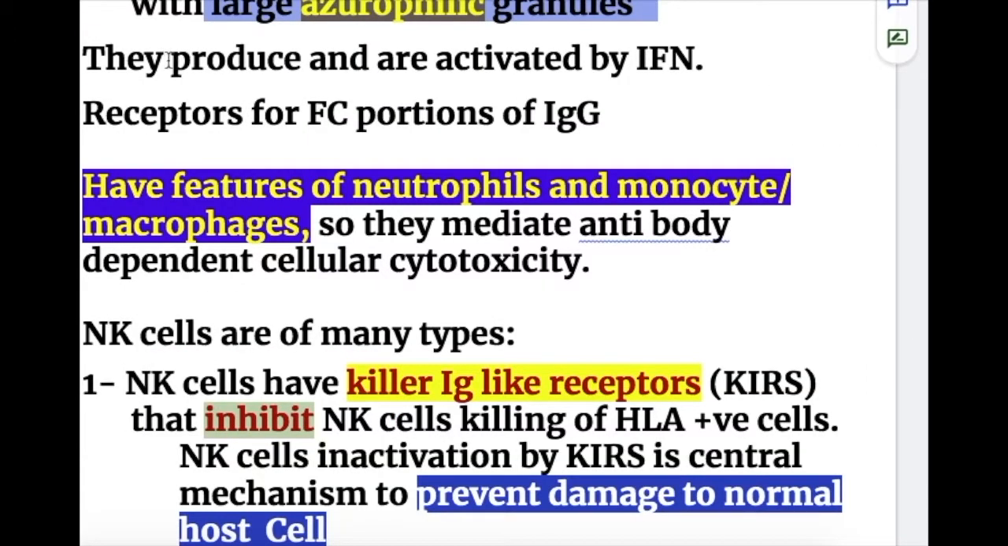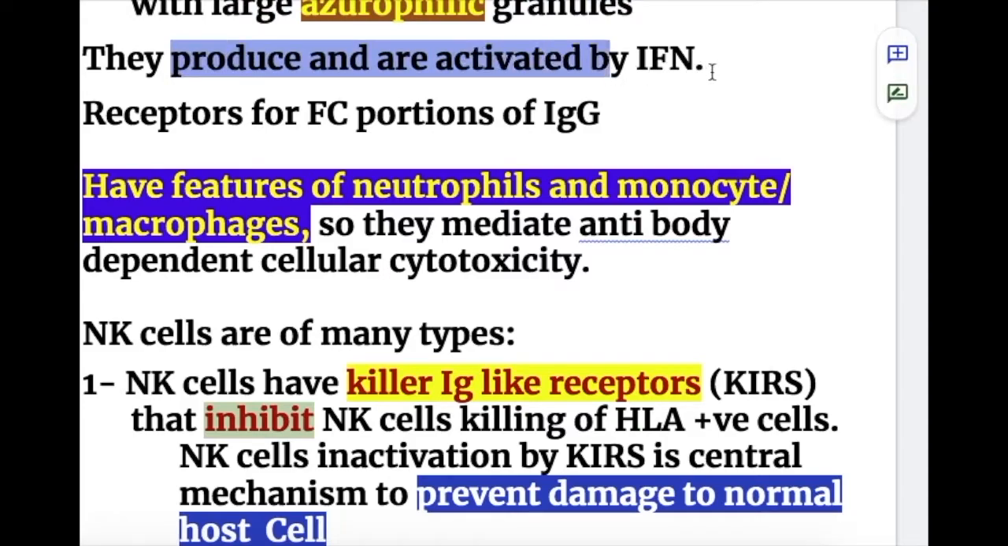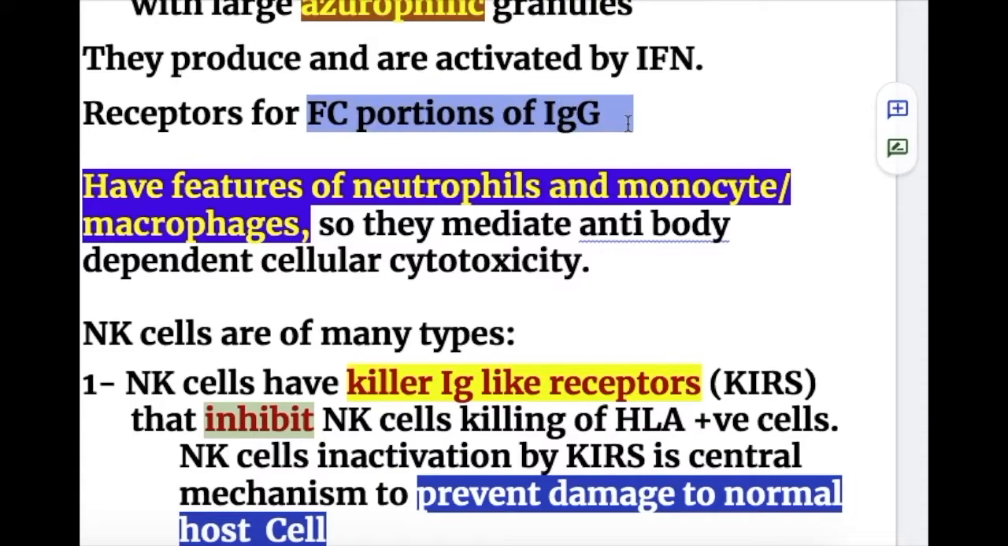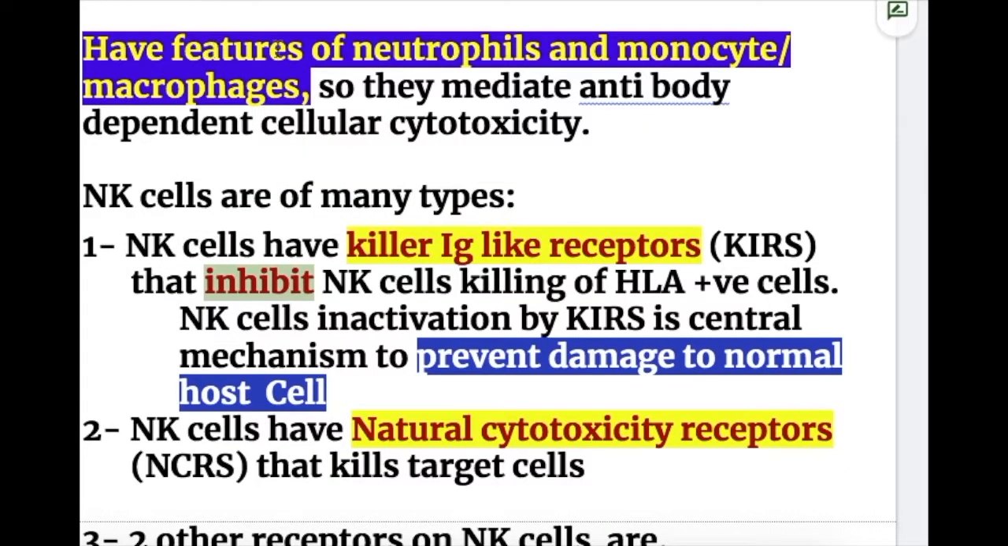The NK cells produce and are activated by interferon and they have the receptor for Fc portion of immunoglobulin G. They also have features of neutrophils and monocyte macrophage. So they have features of all the three cells, neutrophil, monocyte, macrophage. So they mediate antibody dependent cellular cytotoxicity.